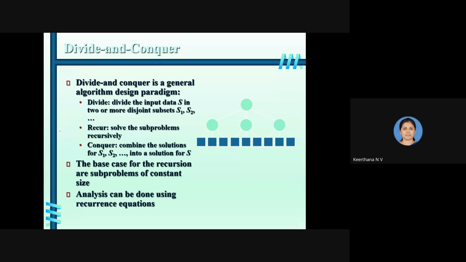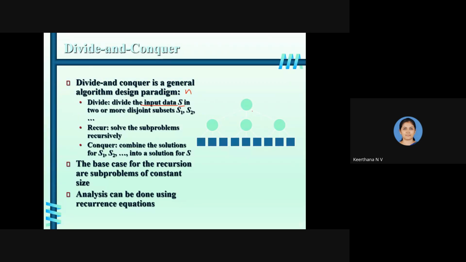So this is a general algorithm of divide and conquer. First is dividing, then recursing, then conquering. So dividing your problem, applying a solution for your subproblems, and again combining your subproblem solutions. So you have to divide the input data. If you have the data of size n, you will be dividing it, applying solutions, and combining the solutions again. So this is a diagrammatic representation of divide and conquer.